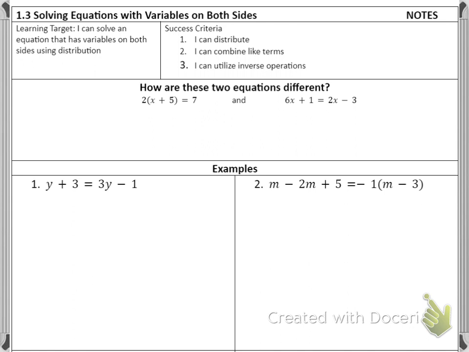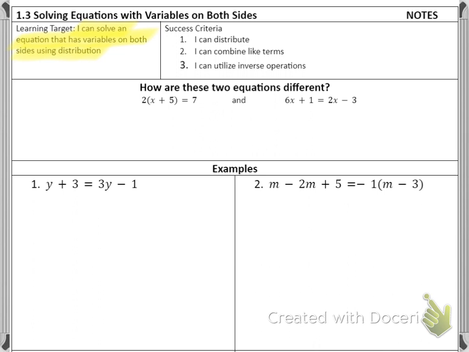All right, so let's start off by looking at our learning target. Our learning target says I can solve an equation that has variables on both sides using distribution. So that's putting together what we have practiced using some distribution and using it to solve equations. And this is a little bit longer than the last lesson, 1.2, when we were just solving two-step equations. This might mean we have to distribute before, and then variables on both sides means that we're going to have to combine some variable terms as well.